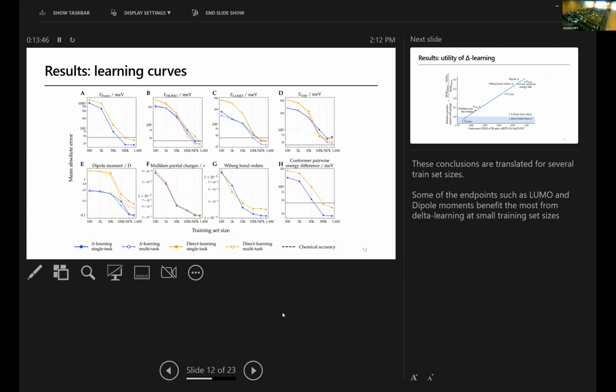So of course, this wouldn't be a QML talk if I didn't show some learning curves, right? So here we have results at different training set sizes. So we go from just as little as 100 compounds to 1.6 million, and you see that, for instance, the orange line there represents pipelines that were using the direct learning approach, and blue ones are the ones that are considering the delta learning approach. And one thing that can be appreciated here is that some of the endpoints, such as, for instance, LUMO energies as well as dipole moments, do tend to take more advantage from the delta learning paradigm than the rest of them.